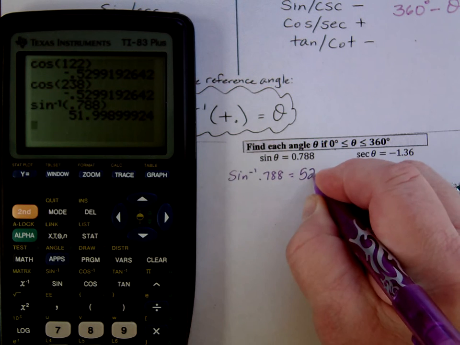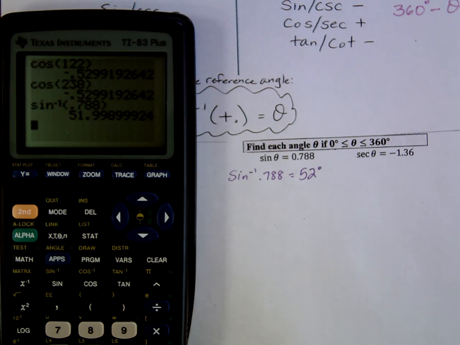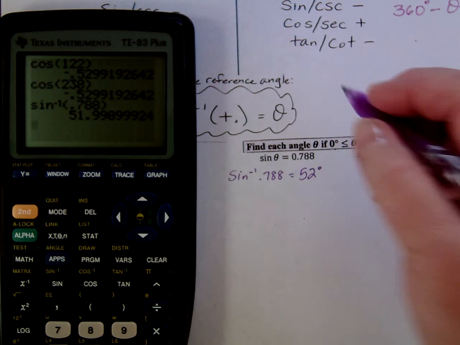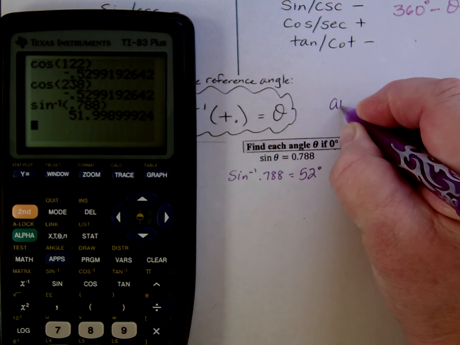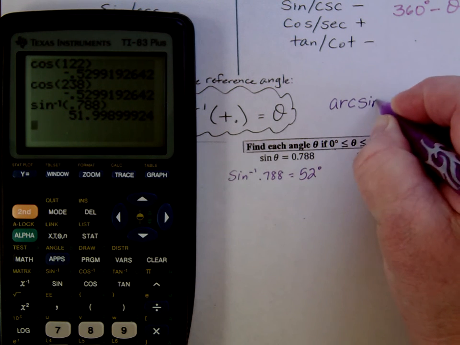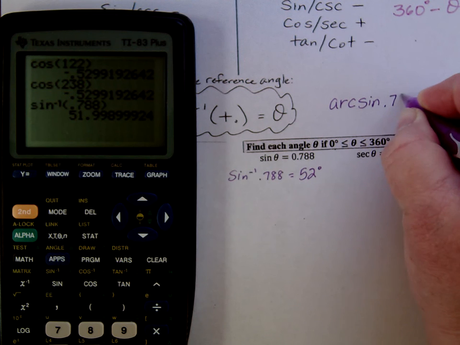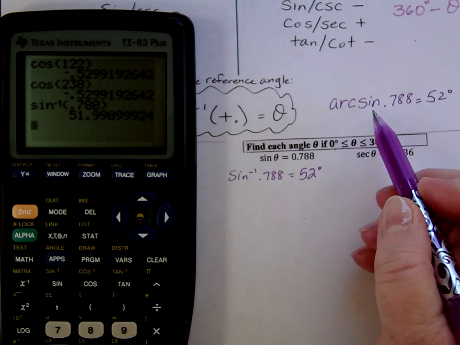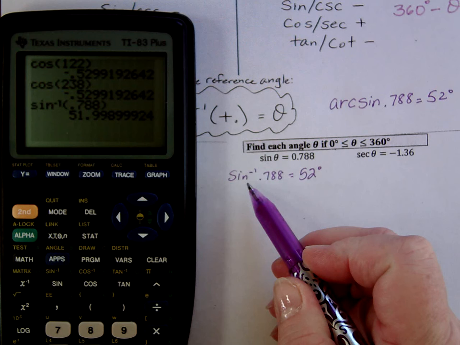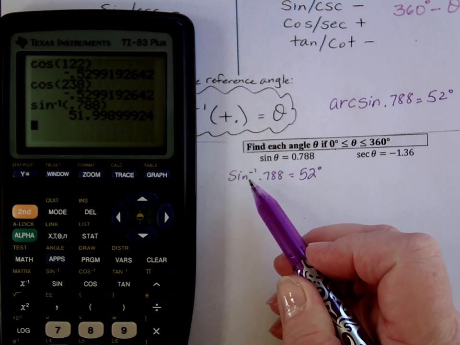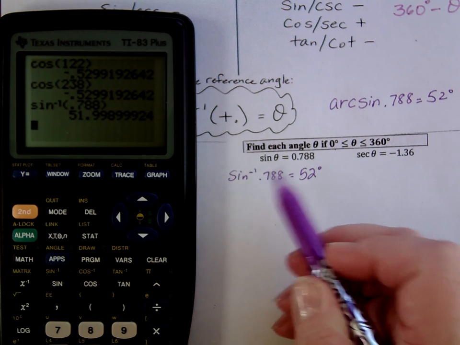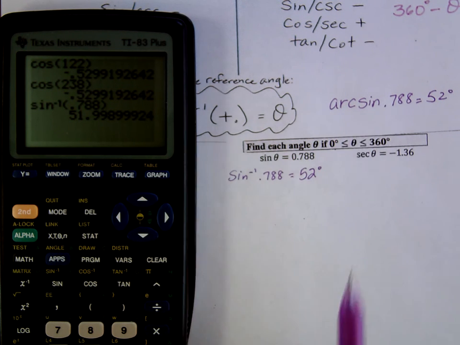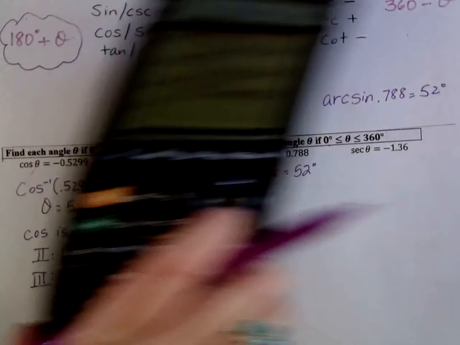By the way, if you're using Google Calculator, it's kind of weird, you would put in arc sine, and then put in 0.788, and it'll give you the 52 degrees. Arc sine is the same thing as sine to the -1. So in the language of that Google calculator, it does it with this arc in front of it. All right, so 52 degrees is my angle.